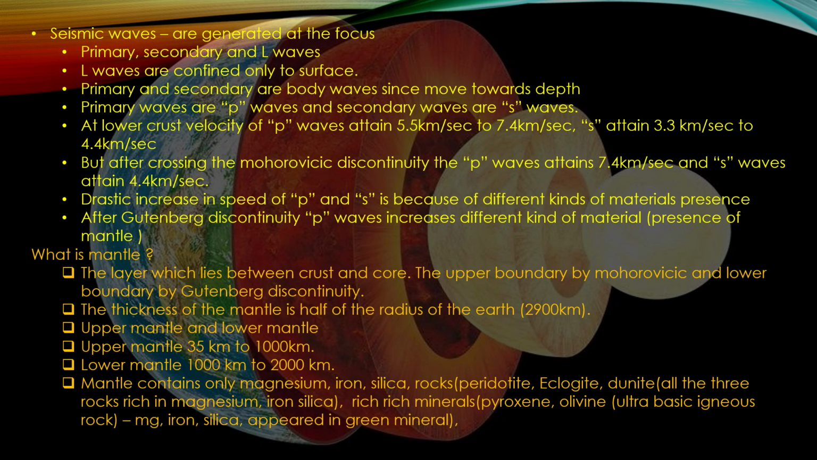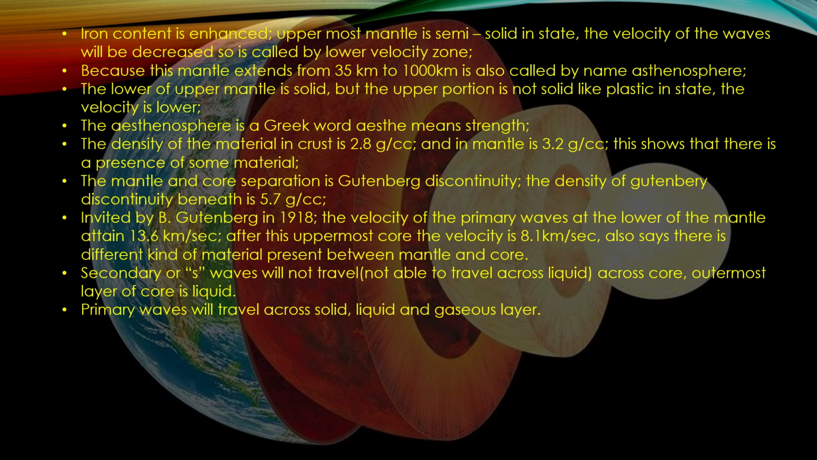The thickness is up to 2,900 kilometers. The upper mantle is 35 to 1000 kilometers, and the lower mantle is 1000 kilometers to 2900 kilometers. The mantle generally contains magnesium, iron, and silica, with rocks like dunite. All these rocks are rich in magnesium, iron, and silica, and include pyroxene, olivine, and ultrabasic igneous rocks that appear as green minerals. The iron content is enhanced, because, as we know, magnesium, iron, and silica are present, as I mentioned on the previous slide.